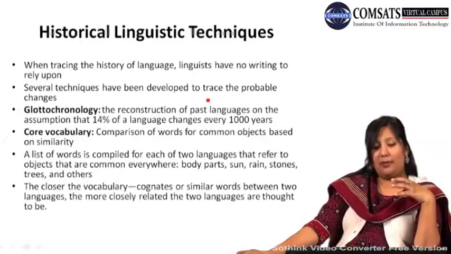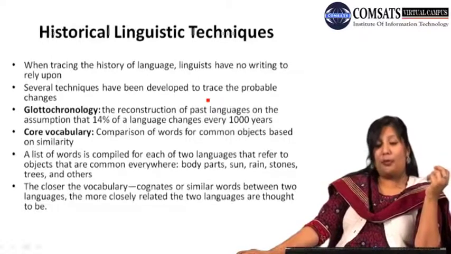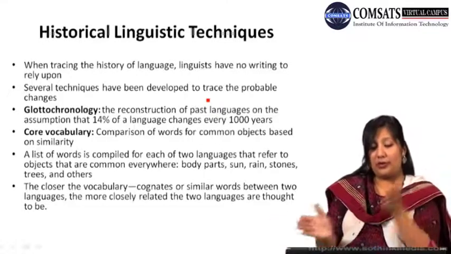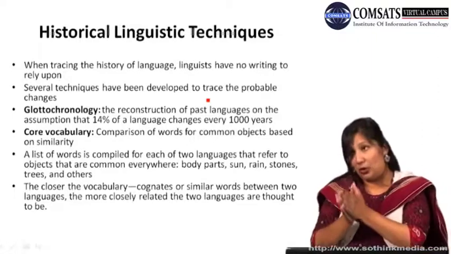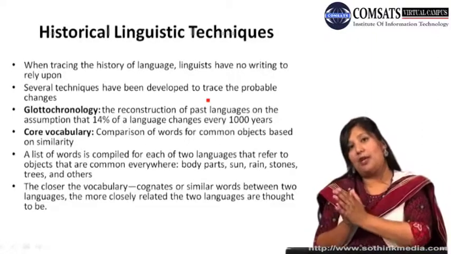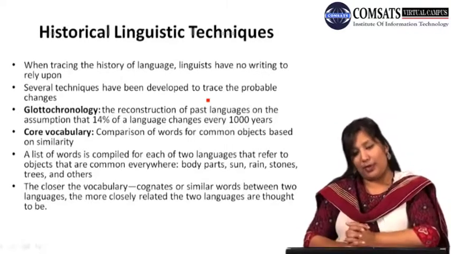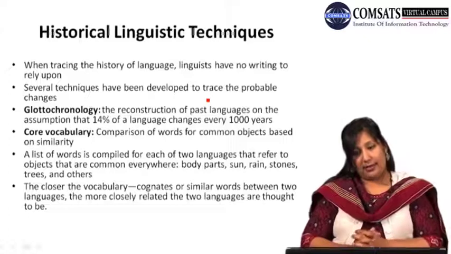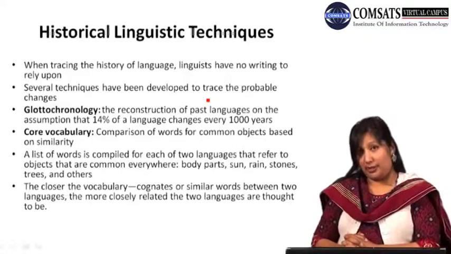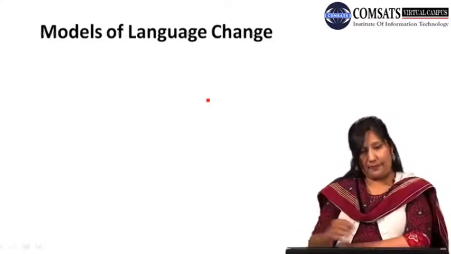The closer the vocabulary cognates, the more similar the words between two languages, the more closely related the two languages are thought to be. In that sense, we can say that they are more related to each other.